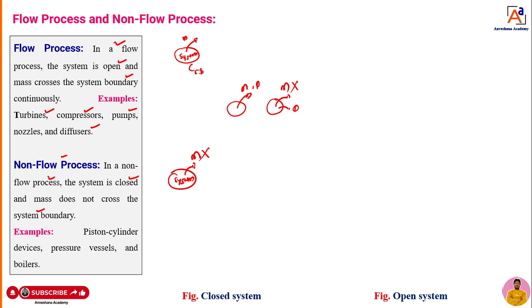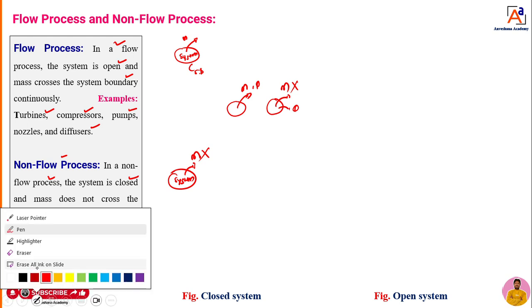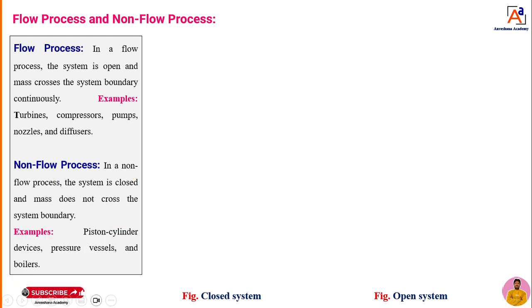But when it comes to a flow process, we take an open system. In an open system, mass crosses the system boundary. If the mass crosses the system boundary, we call that process a flow process. If the mass does not cross the system boundary at all, we call it a non-flow process. What are the examples of non-flow processes? Piston-cylinder devices, pressure vessels and boilers. This is the definition of flow process and non-flow process.